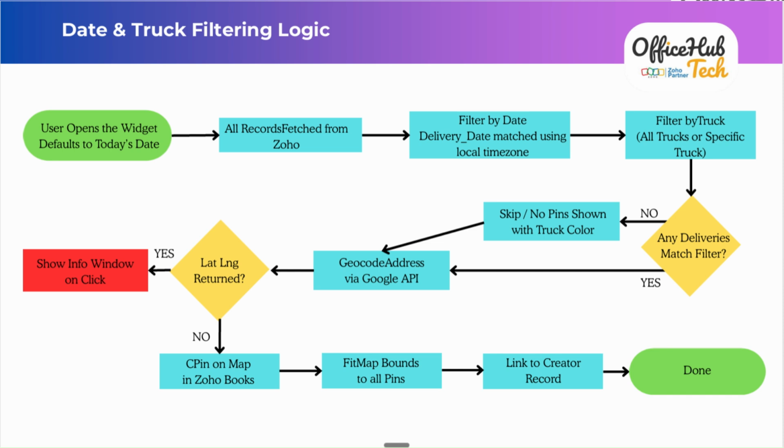So this is the overall flow of how the widget gets the data from Zoho Creator and plots it on the map, and how the routes and their delivery addresses are located.